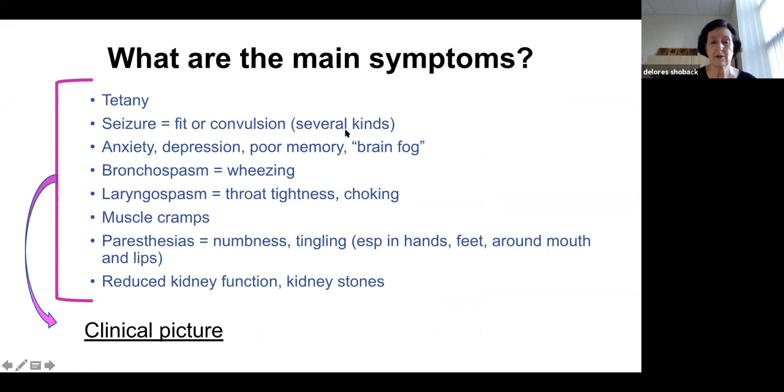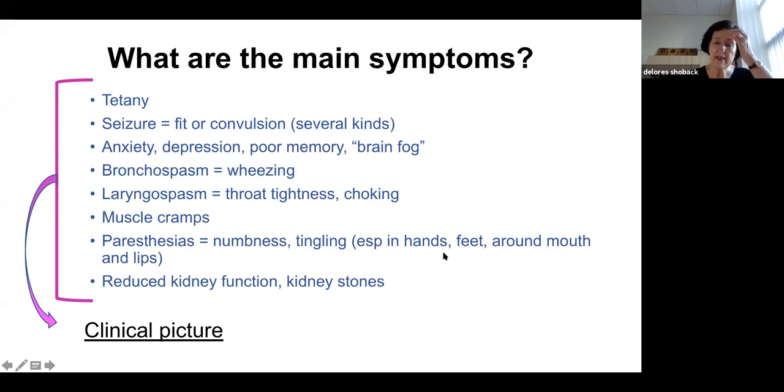And there's lots of kinds of those that can happen. Anxiety, depression, poor memory, brain fog, okay? That's kind of a common symptom. The bronchospasm or wheezing I talked about, the laryngospasm or throat tightness or choking. Sometimes people have the muscle cramps. And then the paresthesias that I've already mentioned to you.